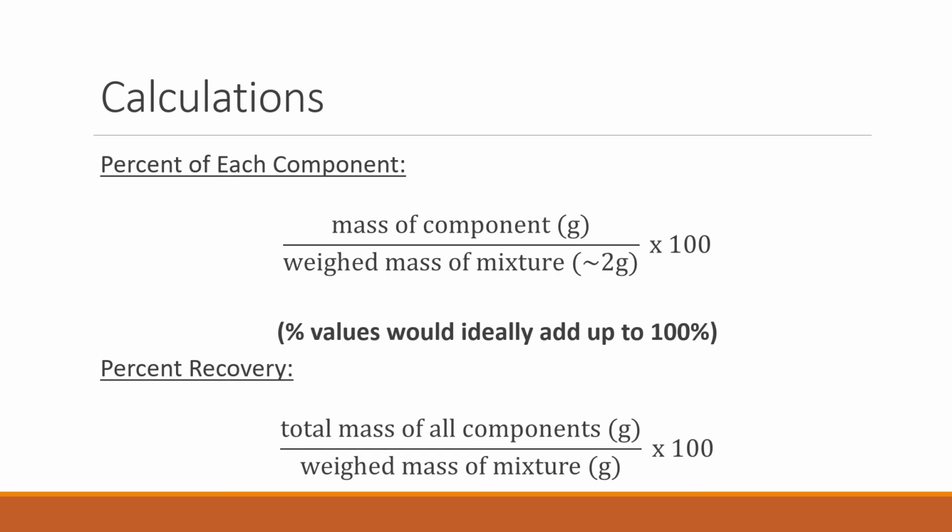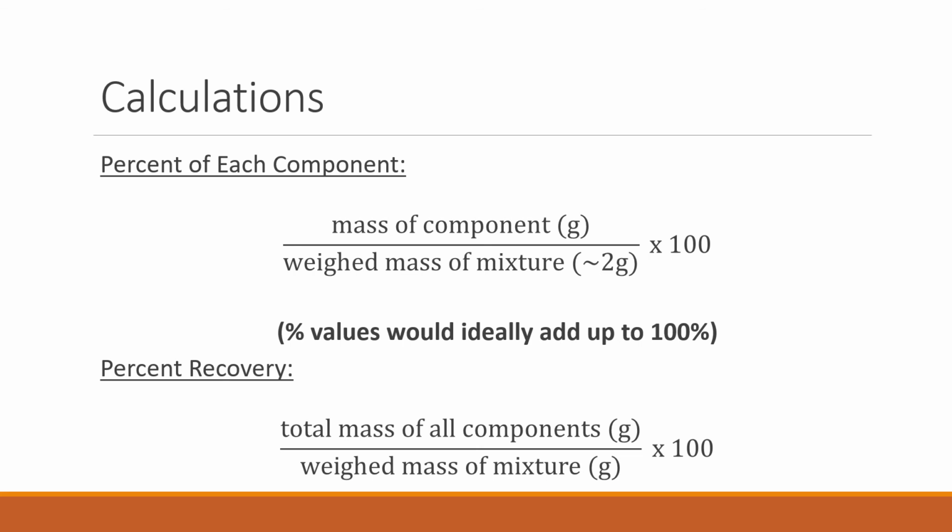The next calculation is percent recovery, which is going to tell you how much of the original mixture you recovered after you did all of those steps. Like I said, nothing is perfect. There could have been spilling, there could have been splattering, things that would have caused some of the original mixture to escape from the beakers, and then we would end up with a lower percent.